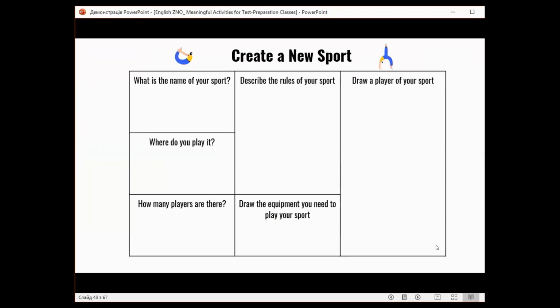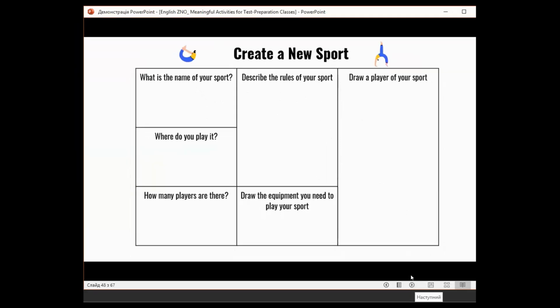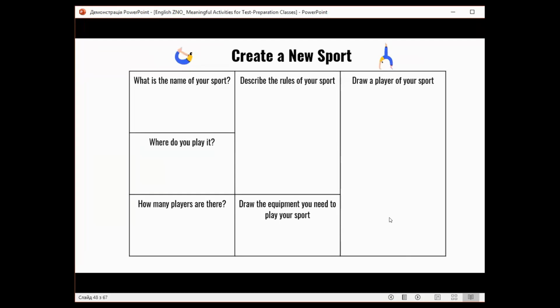After that, you may also ask your students to be more creative, to create their own sport. So you create special rubrics. What's the name of the sport? Describe the rules, maybe draw the player of a sport. So why not? We want our students to use the vocabulary they learned from the text in a different context. So this is a great activity.